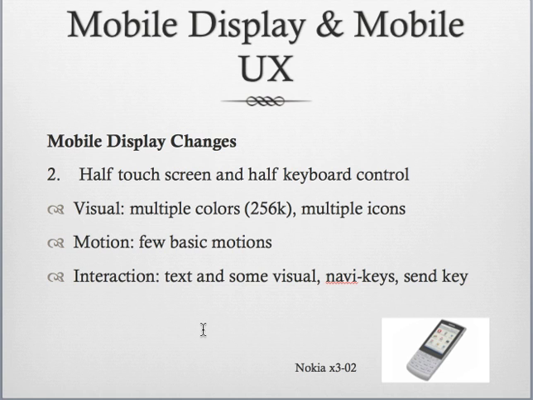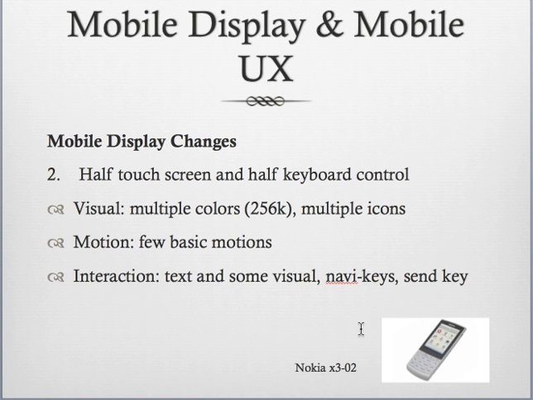It's half touchscreen, half keyboard control. As we show here, it is the Nokia X302. The visuals changed a lot. You can see multiple colors on the screen and multiple icons on each menu screen, and you can also do a few basic motions, but it's not like the gestures you do with your iPhones. The interaction is based on the text and some visual images, but you also do those things with your navigation keys.